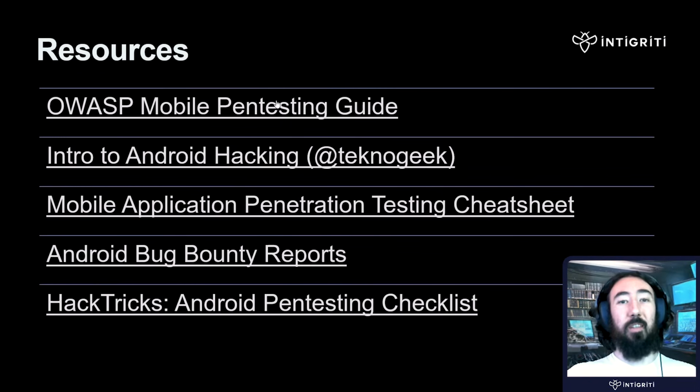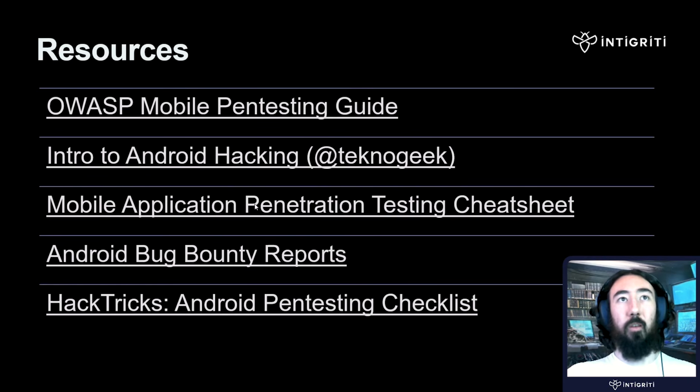Some resources I've listed here are by no means exhaustive. We've got the OWASP Mobile Pen Testing Guide. We've got an Intro to Android Hacking by TechnoGeek. And TechnoGeek has been doing a podcast as well, the Critical Thinking Bug Bounty podcast. It was episodes 6 and 11, I believe, that they did some Android mobile stuff and talked about frida and things like that. So that's worth checking out. There is a mobile application penetration testing cheat sheet, an Android bug bounty reports repo, and Hacktricks is always good for finding some quick commands and tools and things to run.